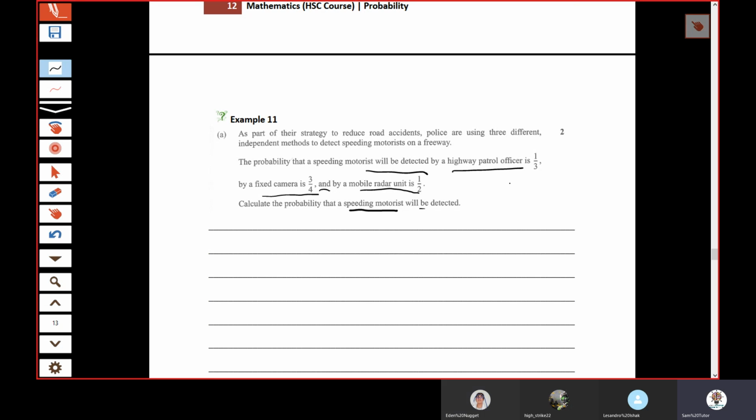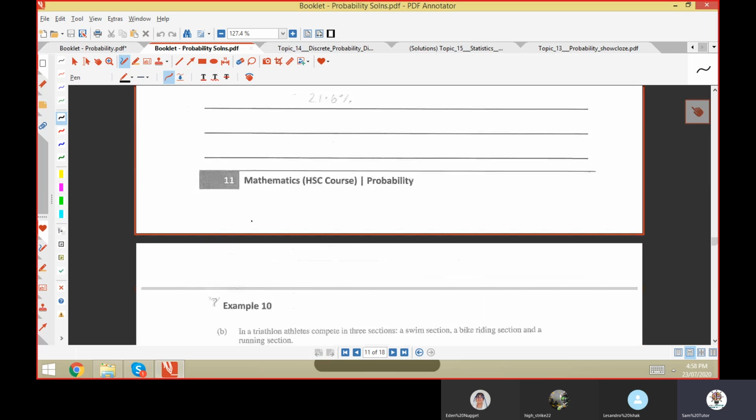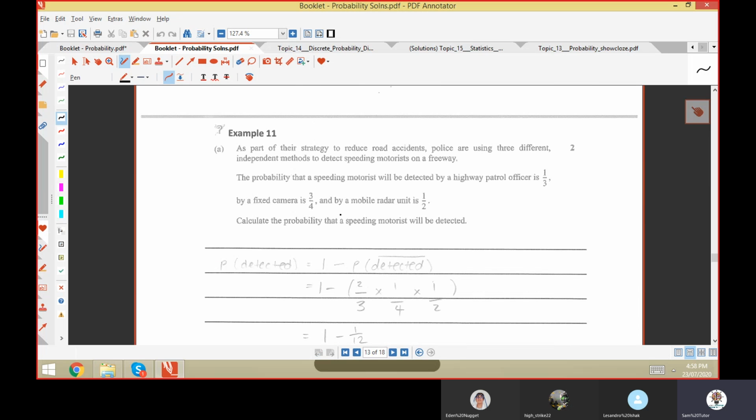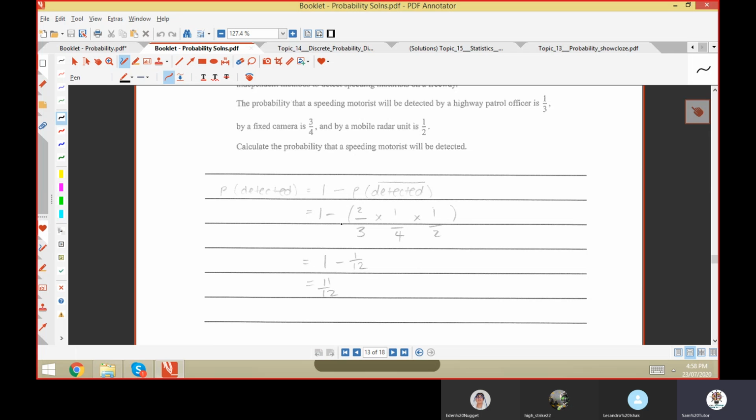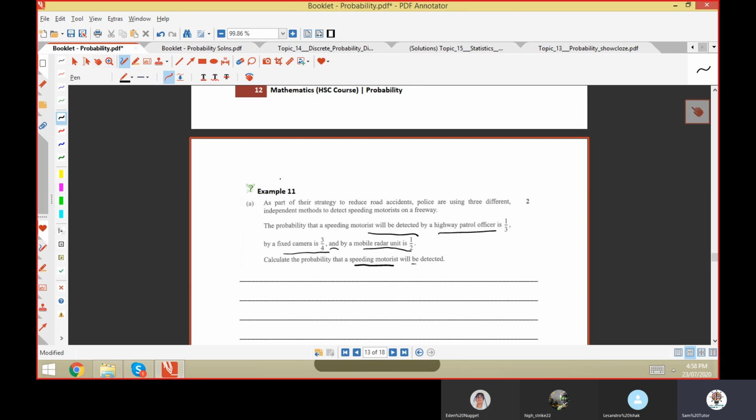So my answer would have been 1/3 plus 3/4 plus 1/2 minus 1/3 times 3/4 times 1/2. Let me just see if the math works out. No, it doesn't work out. No, wait, what am I missing? What am I missing here? Detected is, oh, I really overthought that then. Okay, all good.